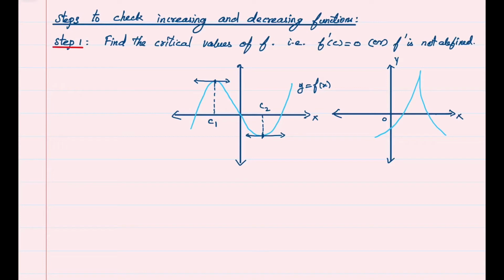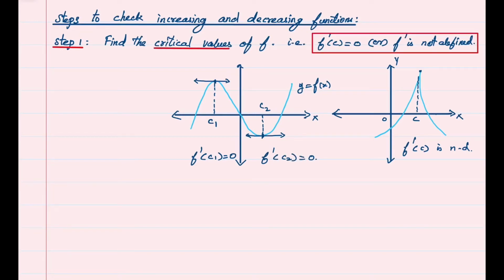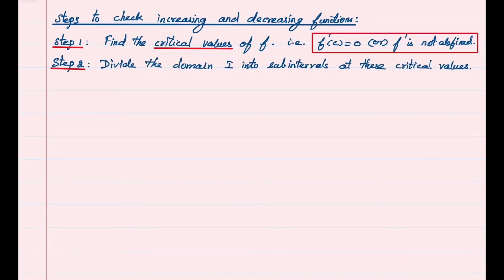Now see the second graph. It is a continuous function, but it is not differentiable at this value c. We know that when we have sharp turning points, the function won't be differentiable at that point. Here f'(c) is not defined. Whereas in this figure we have two critical points, f'(c1) is 0, f'(c2) is also 0. Therefore, the critical points are nothing but where f' is equal to 0 or where f' is not defined. The second step is we divide the domain of the function into sub-intervals at these critical points.